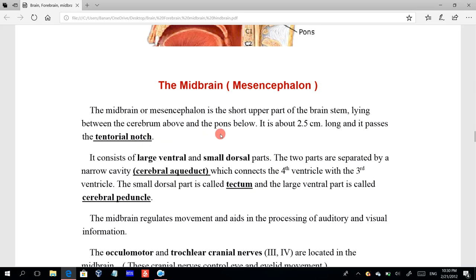So the midbrain will pass from below the cerebrum to attach to the pons below, through a notch which is called the tentorial notch.